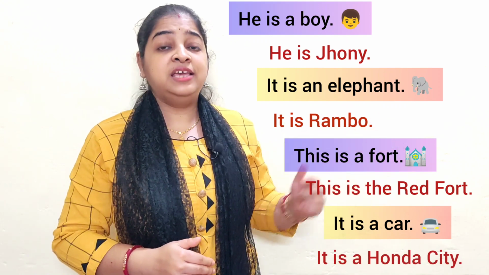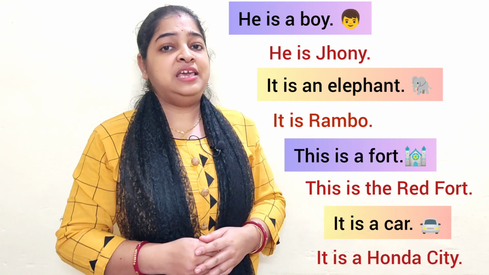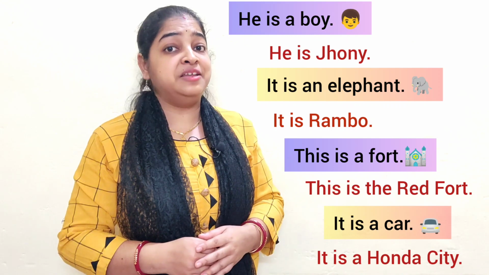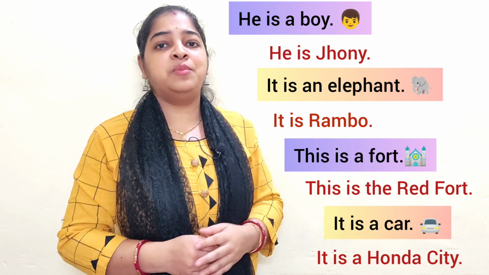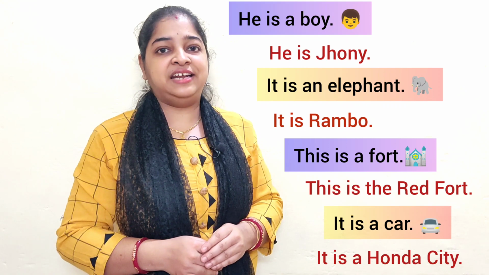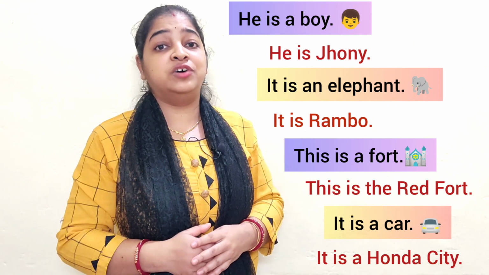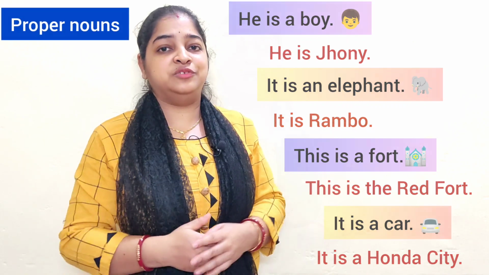Here, Johnny is a specific name of a person. Rambo is a specific name of an animal. Red Fort is the specific name of a place. And Honda City is a specific name of a thing. So these are all proper nouns. So when we give special names to a person, place, animal or thing, they are known as proper nouns.